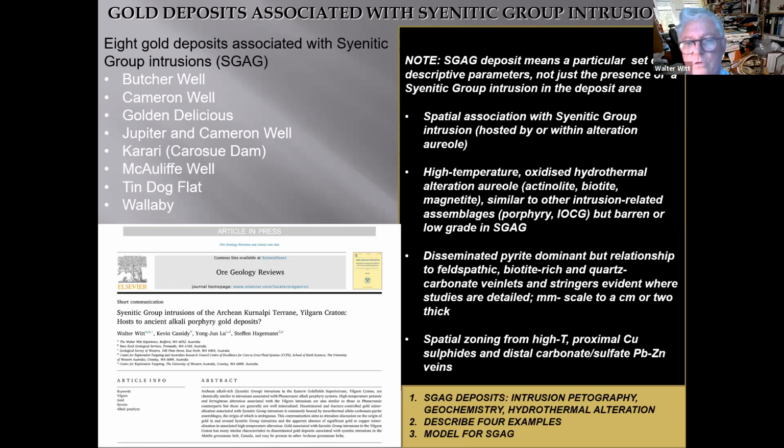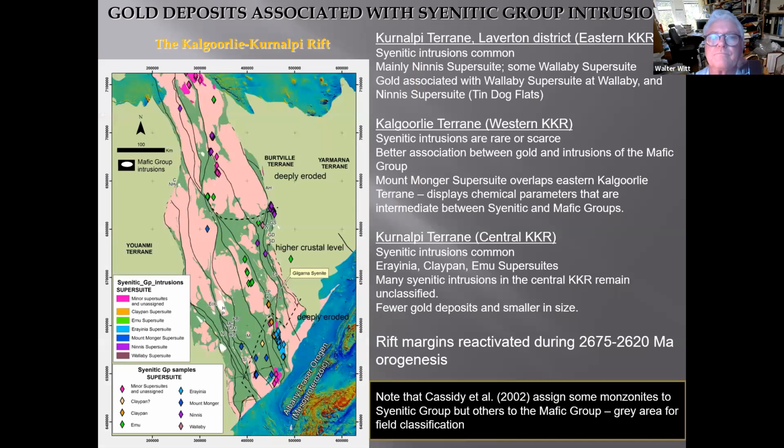And the structure of the talk will be as follows. In the first part, I'll review the intrusion petrography, geochemistry, and the associated hydrothermal alteration. After that, I'll describe 4 specific examples of SGEG deposits and finish up with a model for the deposits.